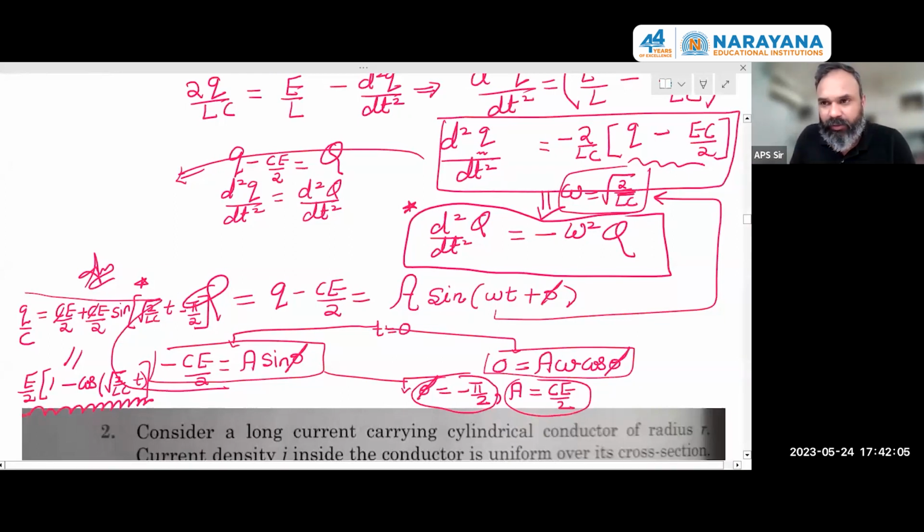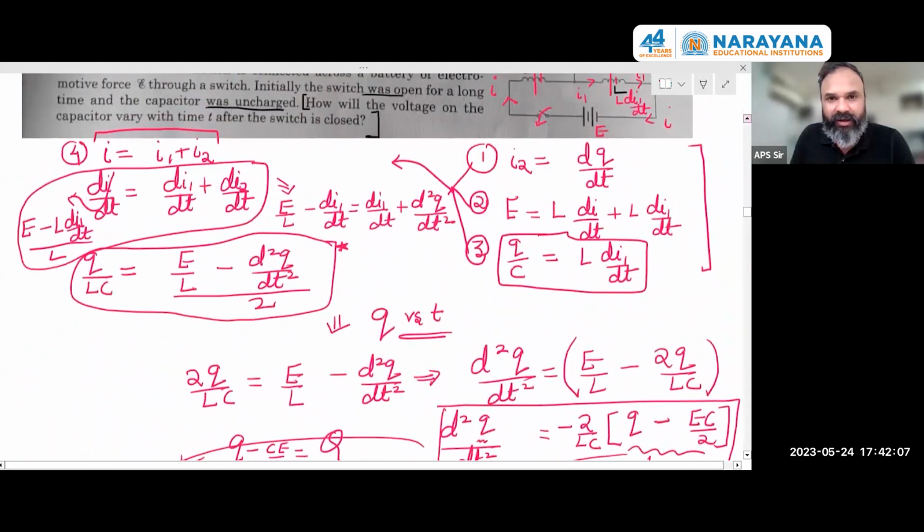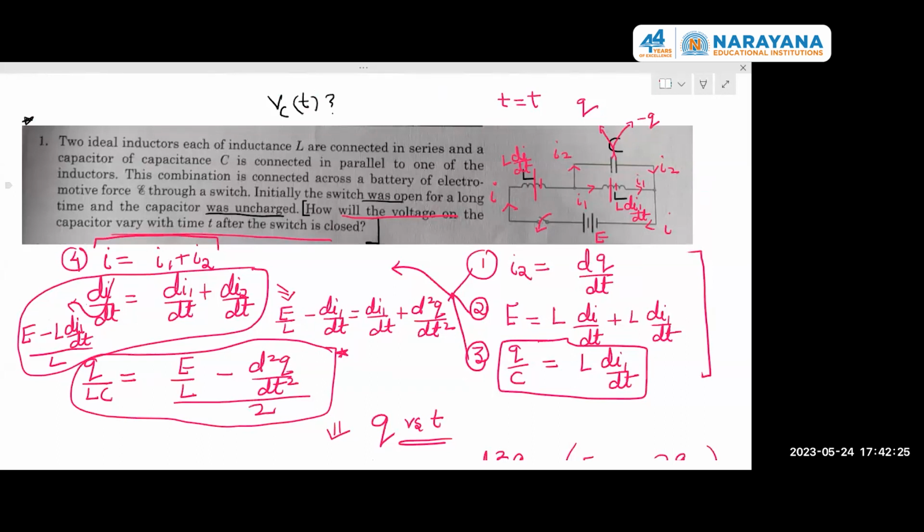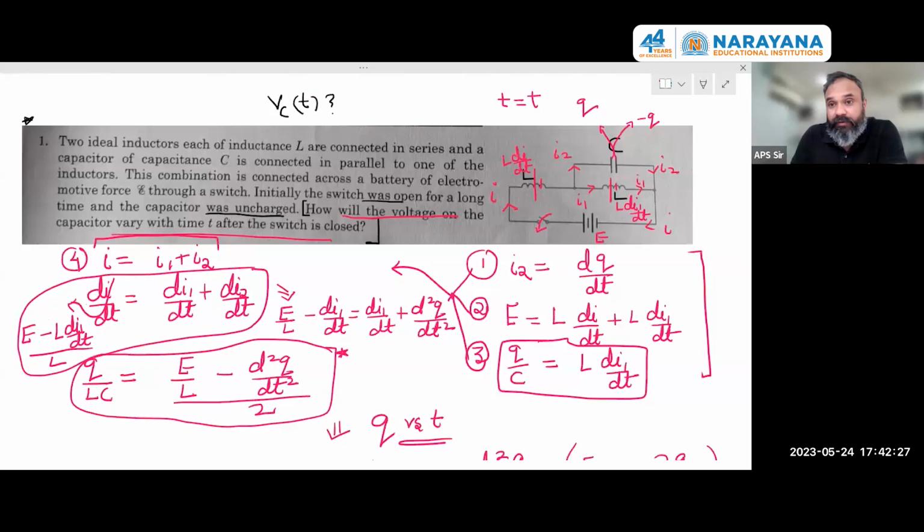I'll go to the question again. The question was: these are the two inductors, initially they were not having any current, there was this capacitor which was uncharged, and you connected them with a battery of EMF E. And your question was, how will the voltage on the capacitor vary with time? Now understand one thing. I have written the variation of charge as a function of time, so all the things that you need in the problem are known to me. Once I know q as a function of time, q by C was the voltage.